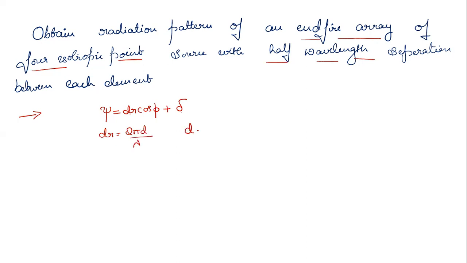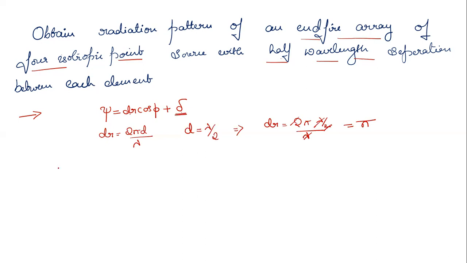So what is d for this case? Half wavelength, lambda by 2. That implies dr equals 2 pi times lambda by 2 divided by lambda. All these things get cancelled, so what remains is pi. What about delta? Read the question again.